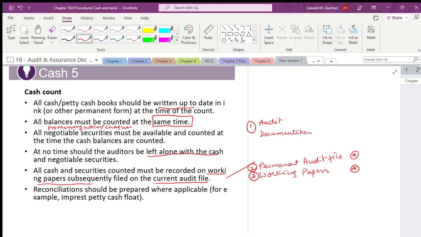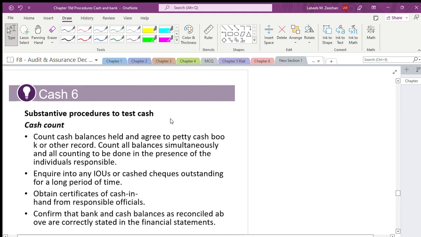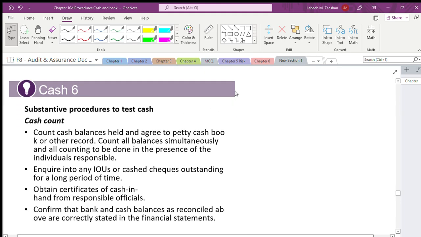Reconciliation should be prepared where applicable. Reconciliation is part of the cash, and it is part of every system. Now, what is the procedure with respect to cash count? Count cash balances held and agree to the petty cash book, as simple as that.